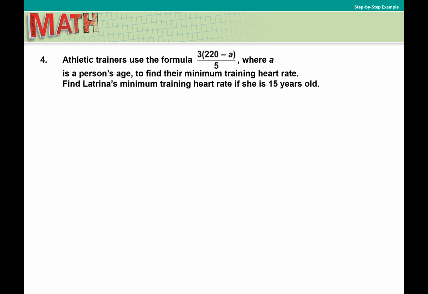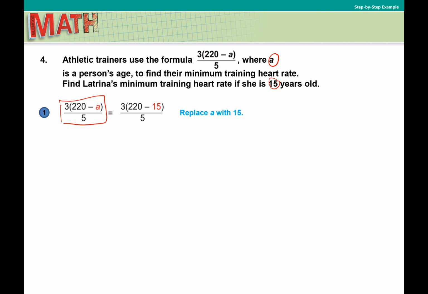It says athletic trainers use the formula 3 times (220 minus a) divided by 5, where the variable a is a person's age, so that could change depending on who you have in front of you, and they put their age in order to find the minimum training heart rate. So we're told that this person's age is 15, okay? So what's our equation? Here's from the problem, we pulled that out here, but now we're going to take 15 and plug it in for a.